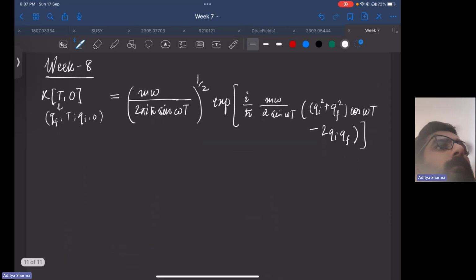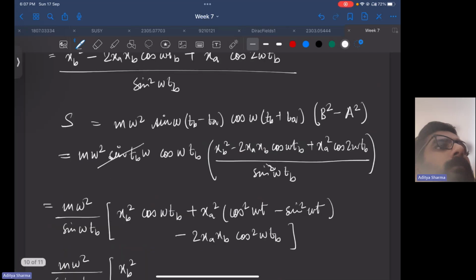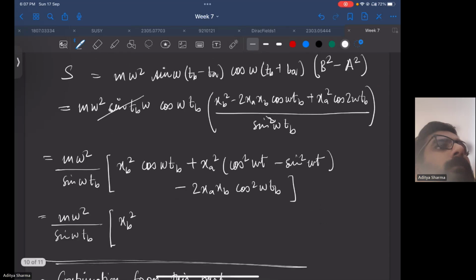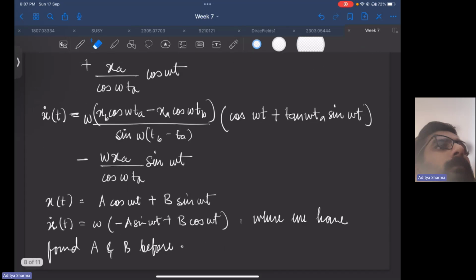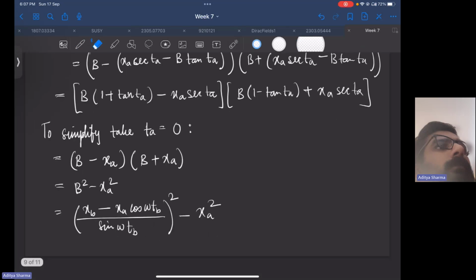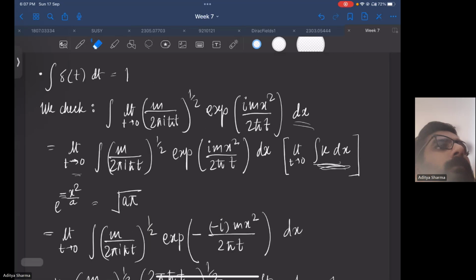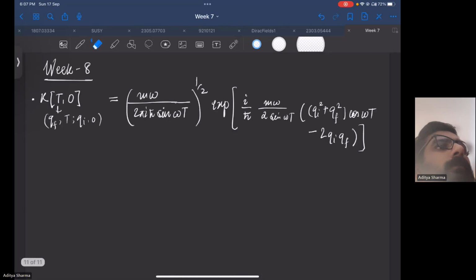This is the answer to this one. It's kind of a long computation which I did. The S comes out correctly, and I could not derive it last class, but it comes out correctly, and we put it into the path integral and find the normalization. Then it will give you the right answer which I've written here. With this, let us move on.